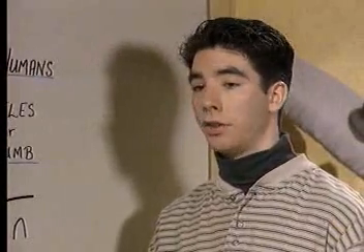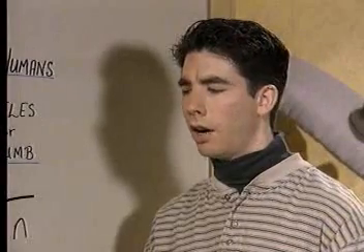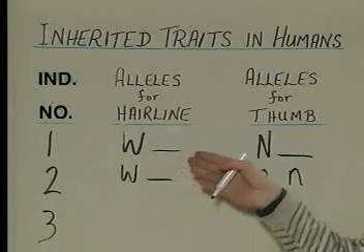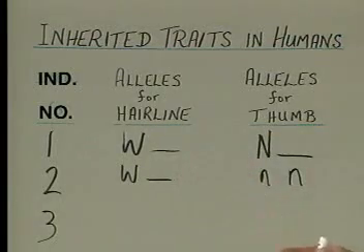Individual number 3 has a straight hairline. Now, if a widow's peak is dominant and is shown with a capital W, then a straight hairline is shown by two small w's because it's homozygous recessive. Right.